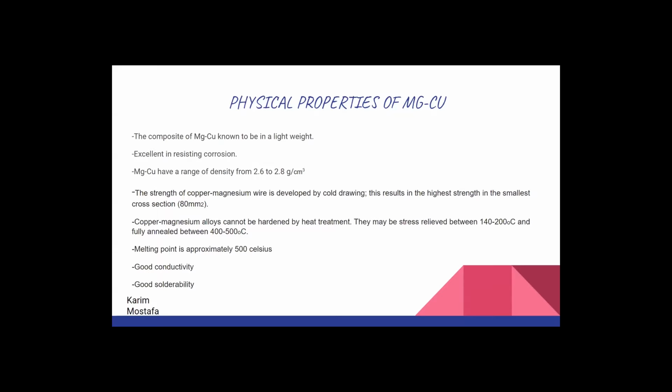Copper magnesium alloys cannot be hardened by heat treatment. They may be stress relieved between 150 and 200 degrees Celsius and fully annealed between 400 to 500 degrees Celsius. Melting point is approximately 500 degrees Celsius. It also has good conductivity and good solderability.